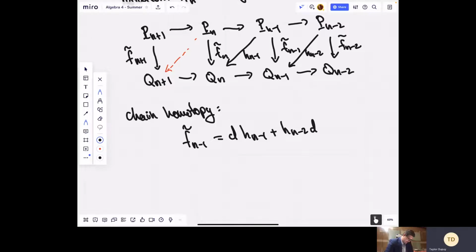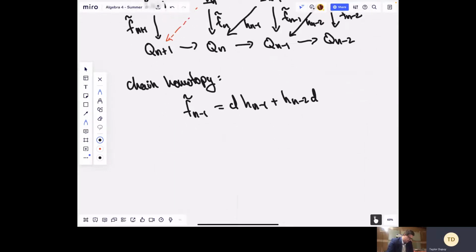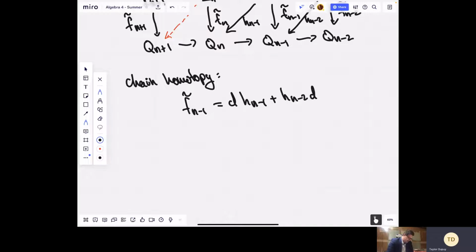So it says that this Fn minus 1 tilde is D of Hn minus 1, sorry, Hn minus 1 here, then D, and then it goes D, then Hn minus 2. You add those together and you get Fn minus 1. So that's an equation that we have. And so we can look at what DHn plus 1 looks like to guess what DHn is going to look like. So DHn minus 1 is Fn minus 1 tilde plus Hn minus 2 D.